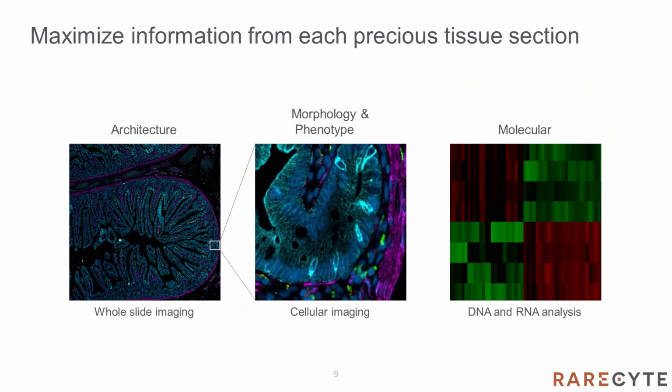To conclude, oncology and immuno-oncology studies require investigation at multiple levels: architectural, morphological, and molecular. The CyteFinder II system and the Pick-Seq workflow enable comprehensive characterization at all of these levels to obtain the maximum information from each precious tissue section.